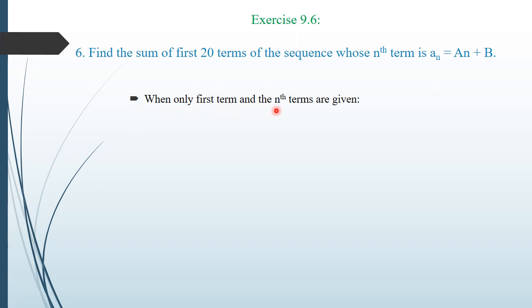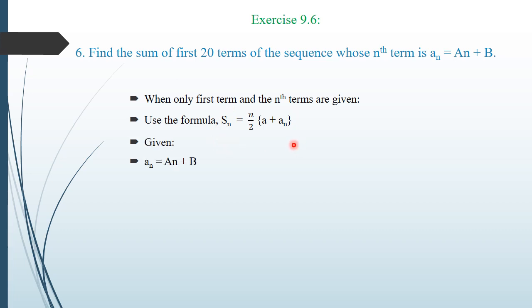When only the first term and nth term are given, we'll use the formula Sn equal to n by 2 into (a plus an). This is nothing but a slightly modified form of our original formula, that is Sn equal to n by 2 into (2a plus (n minus 1) into d). This is just a little modified formula.